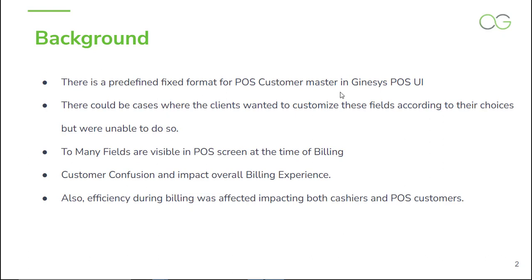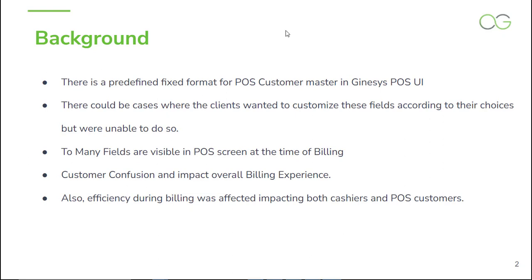So let's take an example to make it very clear. Imagine a brand wants to collect only 4 specific details from the customer during billing, like mobile number, first name, date of birth, and email. However, the POS screen displays many more fields, which creates confusion for both the customer and the cashier.